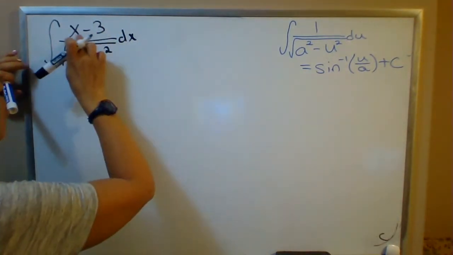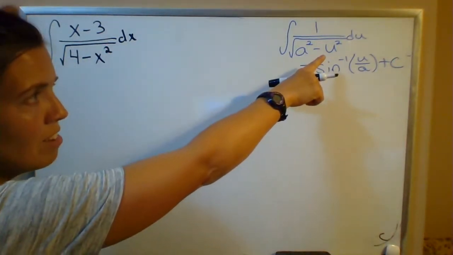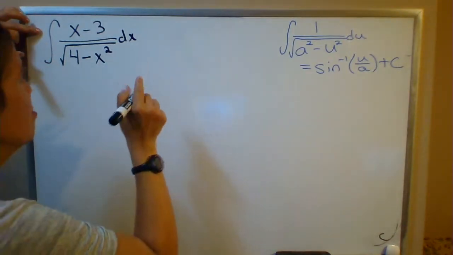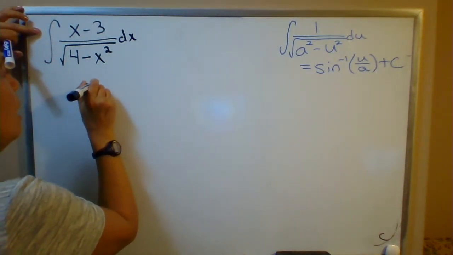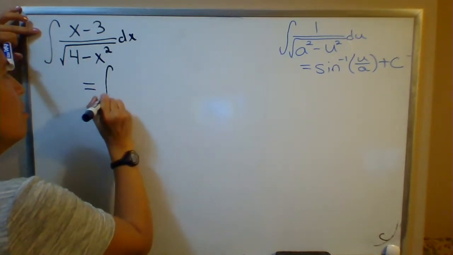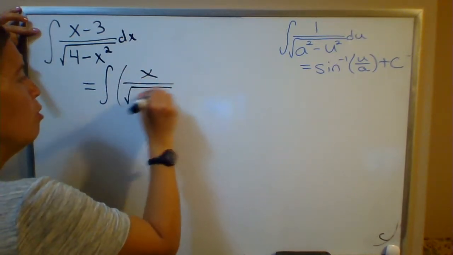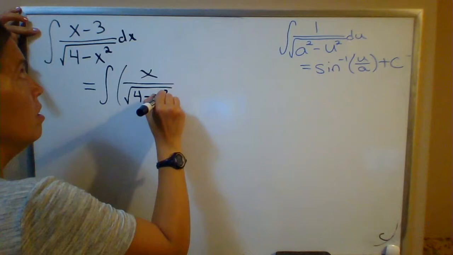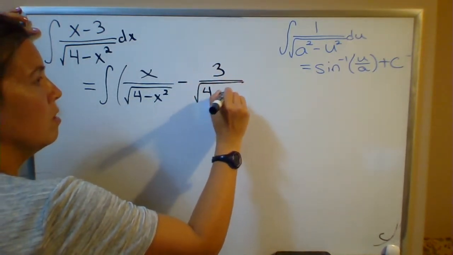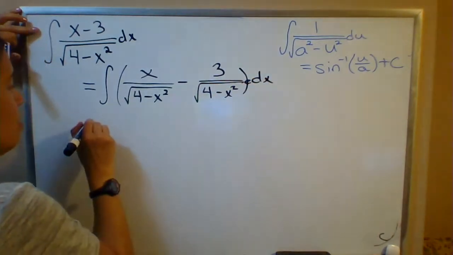Also, though, we've got 2 terms in the numerator, so it's not exactly in that form. What you can do when you've got these 2 separate terms in the numerator is break this up into 2 separate integrals. So I can write this as x over the square root of 4 minus x squared, minus 3 over the square root of 4 minus x squared, close the parentheses. And then we can even integrate those separately.